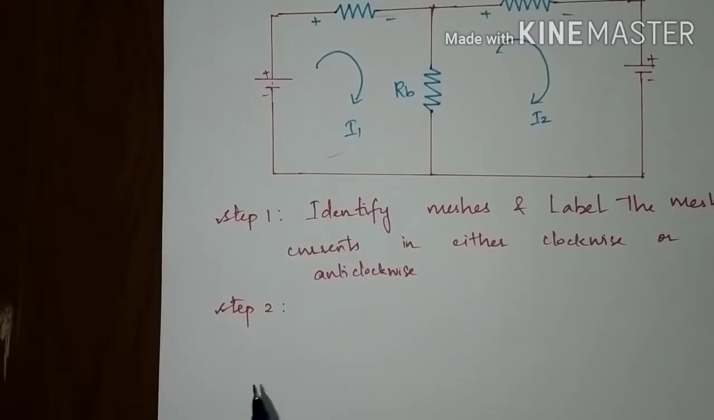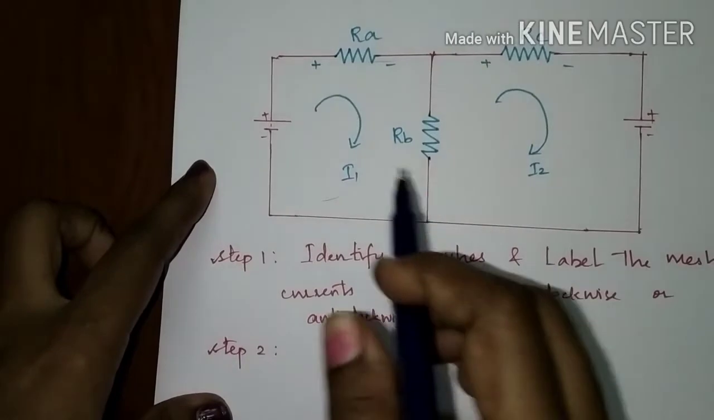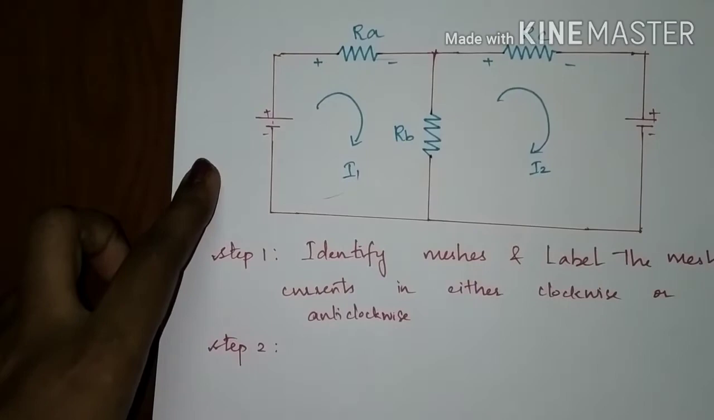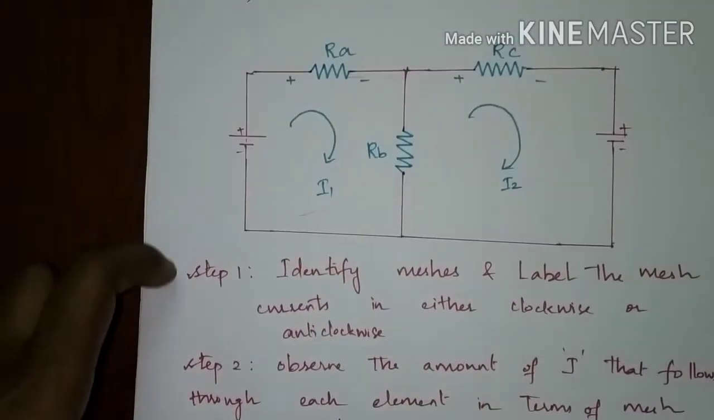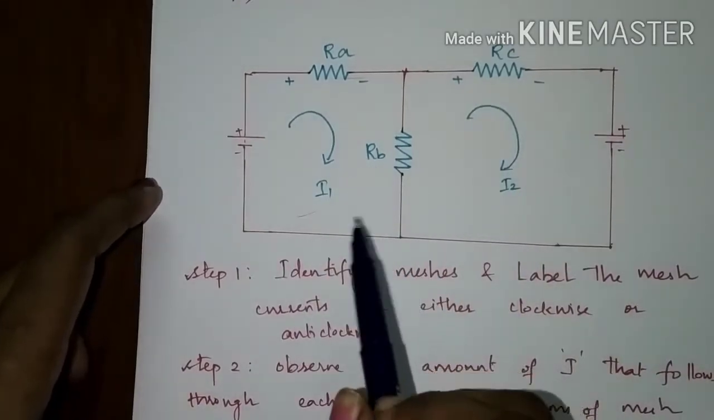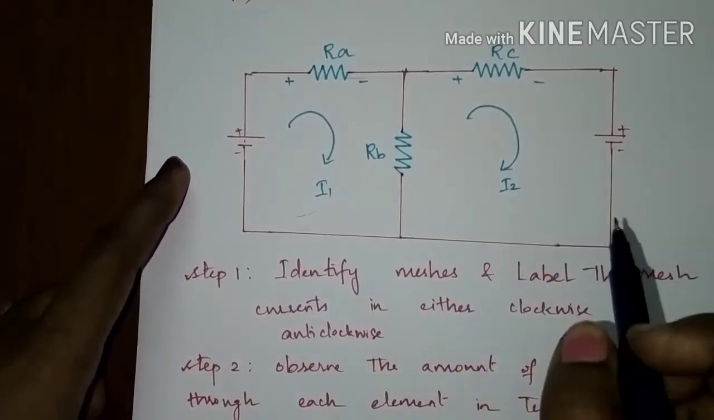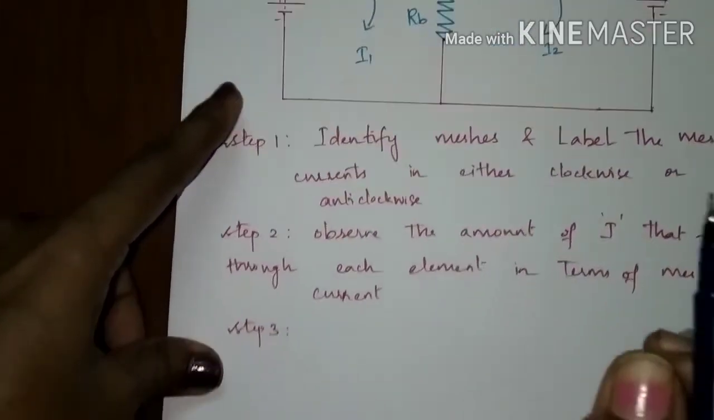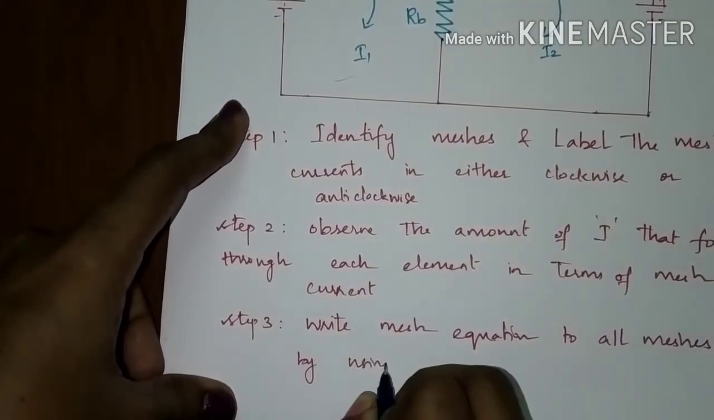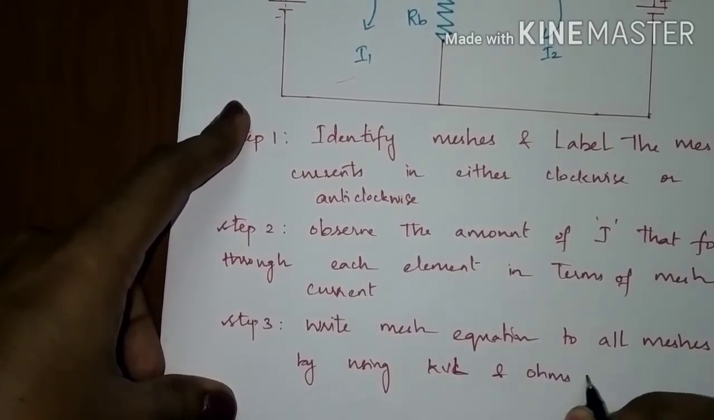Step 2: observe the amount of current that is flowing through each element in terms of the mesh currents. Step 3: write mesh equations for all the meshes present in the circuit by using KVL and Ohm's law.